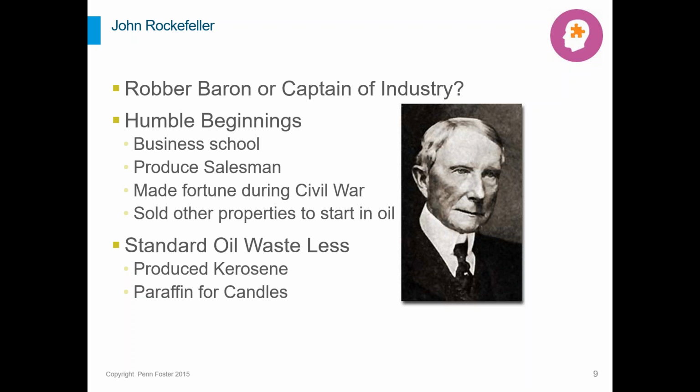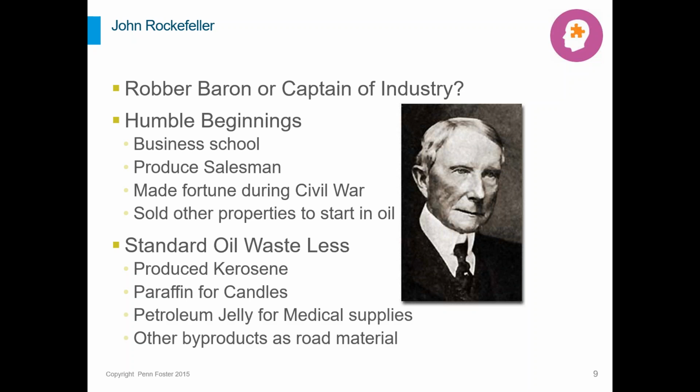Once it's produced, it's used for lighting, including for early cars. Kerosene was the only thing that was really usefully made from oil. Well, Rockefeller decides, you know what? I bet I could use other parts of the oil that are wasted. I bet I could use it for other things. So he ends up using the paraffin that comes from oil in candles. He uses the petroleum jelly for medical supplies, and he's able to sell even more of the byproducts for new road materials as parts of America are rebuilt after the Civil War.